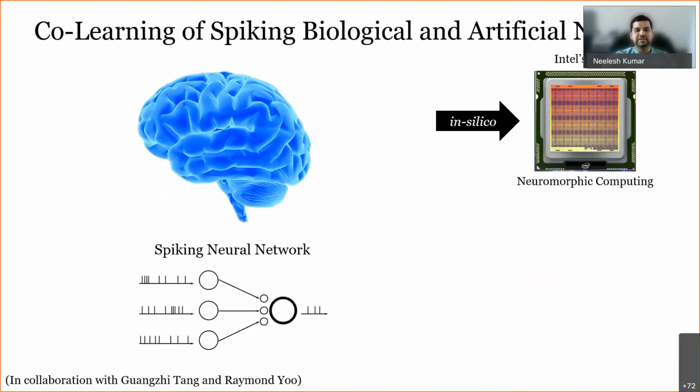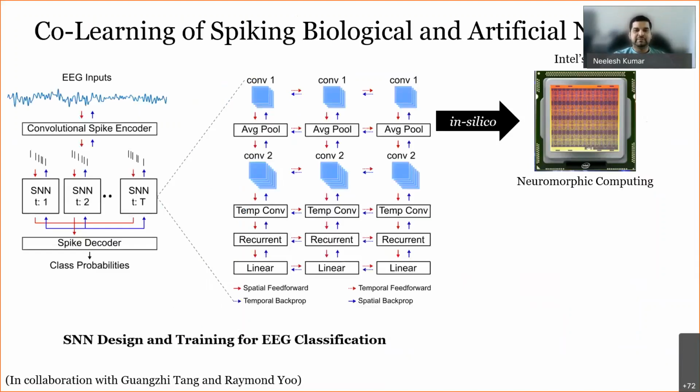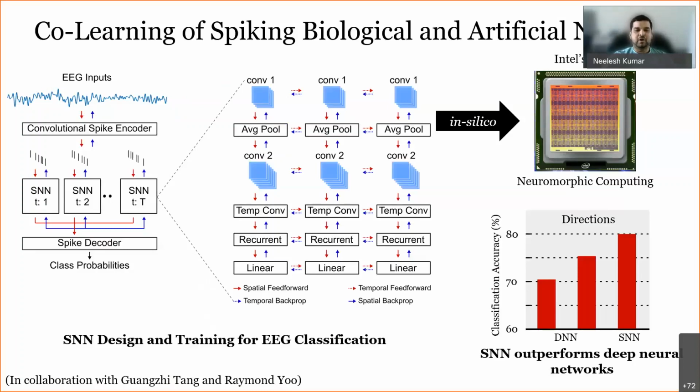These chips are hardware realizations of the biological neurons that communicate with each other through spikes. We designed brain-inspired spiking neural networks for EEG classification and deployed them on Intel's Loihi neuromorphic chip that we have in the lab. And our spiking neural networks outperformed the current deep neural networks.